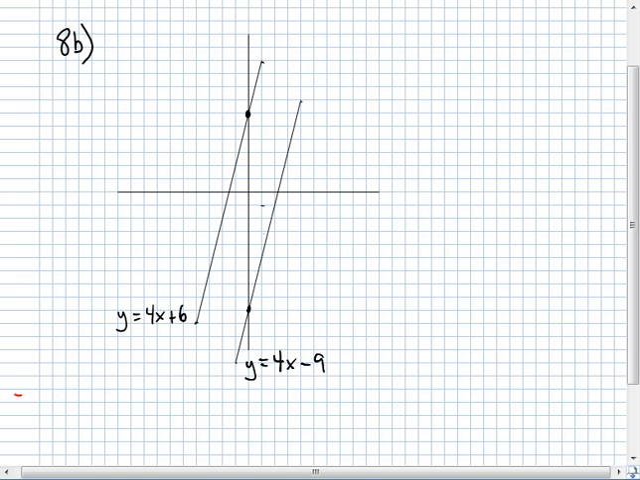Alright, this is number 8B from the homework. And there's a couple ways you can solve this problem. I'm going to solve it the way they kind of direct you to do it in number 7. So we're going to solve it that way. It might take a couple of videos, but we'll get it done.